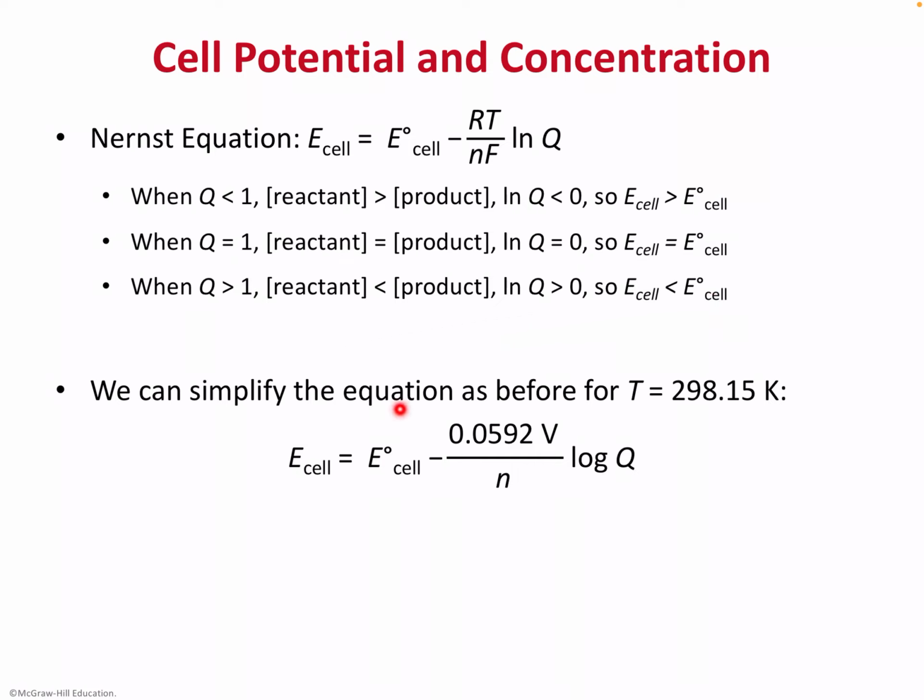We can simplify the equation as before. For temperature 298.15 Kelvin, E cell would be E naught cell minus, and this whole thing would be with this constant, 0.0592 over the number of moles of electrons, times log Q.